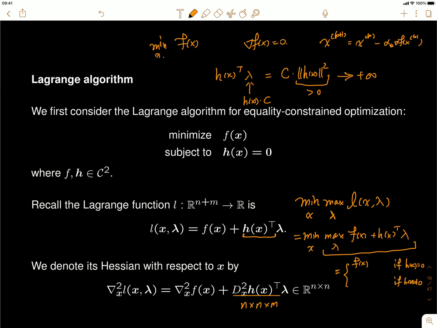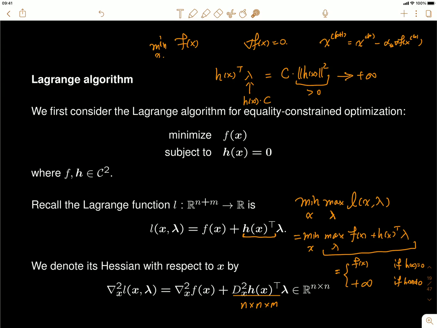It doesn't matter what f(x) is. I can always blow this up by choosing larger and larger lambda. So the maximum I have here is positive infinity. So this inside function is a function of x, and there are two cases. If h(x) equals 0, then this is just f(x) itself. If h(x) is non-zero, then this is infinity.